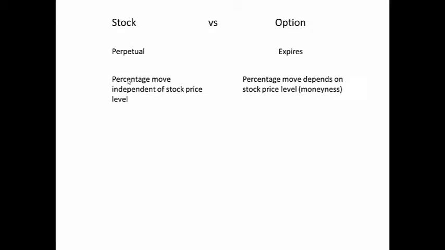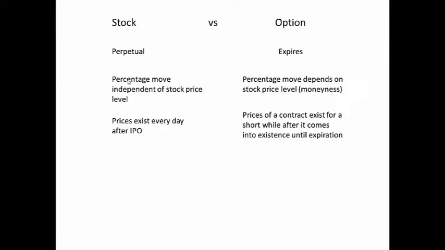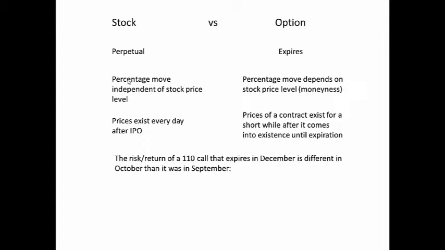Comparing stock to an option. Stock is perpetual. Options expire. Stock percentage move is independent of the stock price level. For an option, the percentage move depends on the stock price level, or the moneyness. For a stock, the prices exist every day after the IPO. For an option, prices of a contract exist for a short while after it comes into existence until expiration.